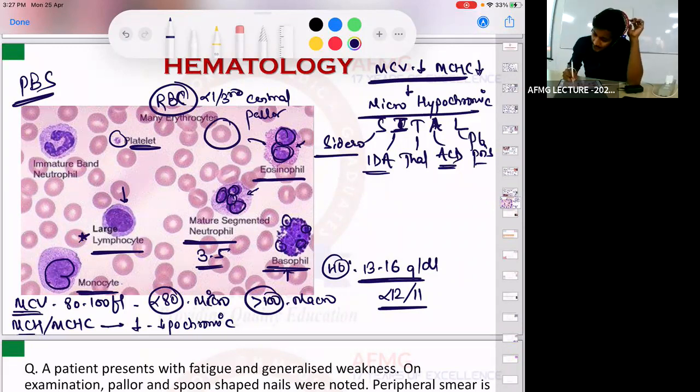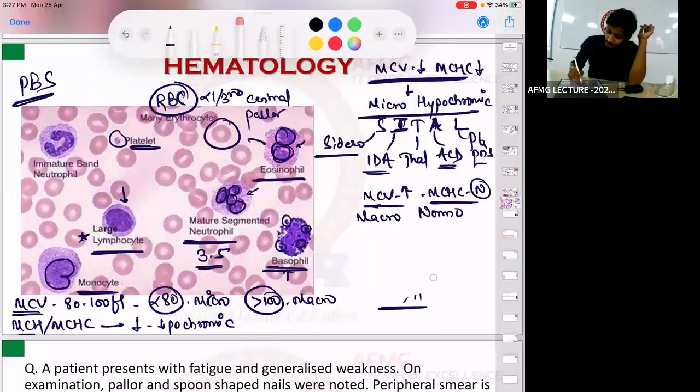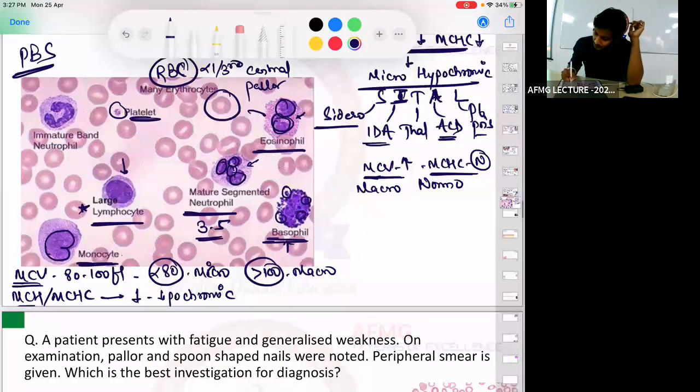Next, if the MCV of this patient is high, more than 100 femtoliter, but the MCHC is normal, color is normal, size is increased, it is a macrocytic normochromic anemia. Macrocytic normochromic anemia is remembered by the mnemonic Lady Harding Medical College, LHMC.